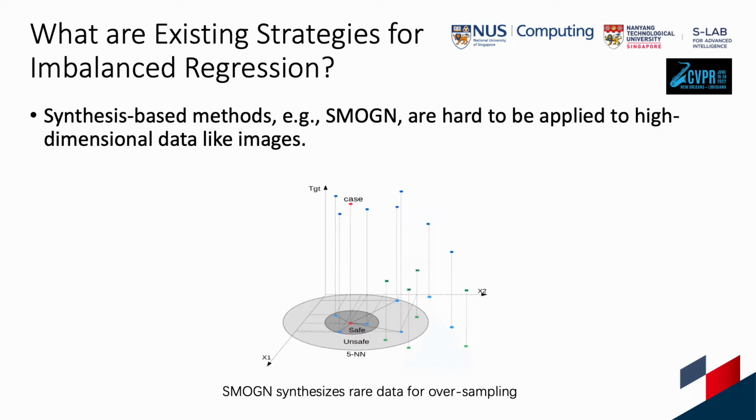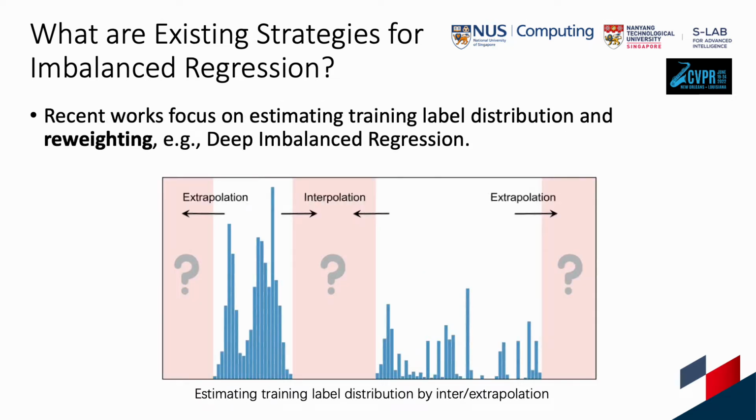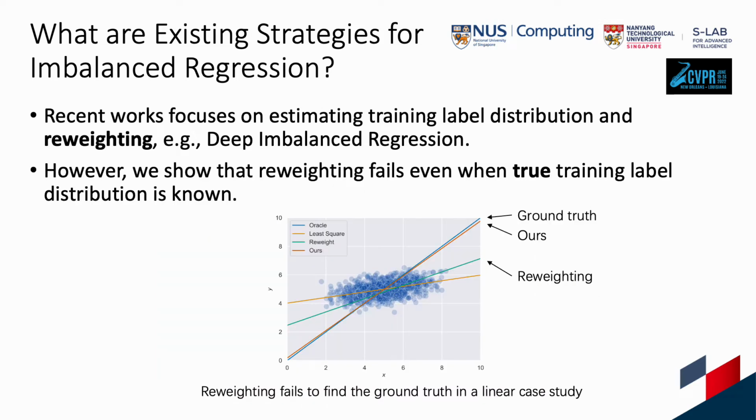A popular line of work is based on synthesizing minority data. However, synthesis-based methods like SMOGN are hard to apply to high-dimensional data like images. Recent works focus on estimating the training label distribution and reweighting. For example, deep imbalanced regression uses kernel density estimation to interpolate and extrapolate the label distribution.